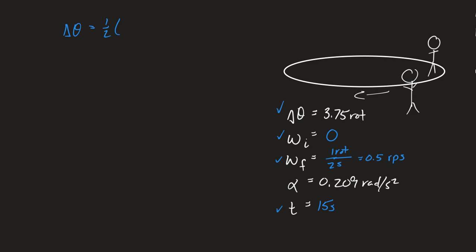Delta theta equals 1/2 initial plus final times time.